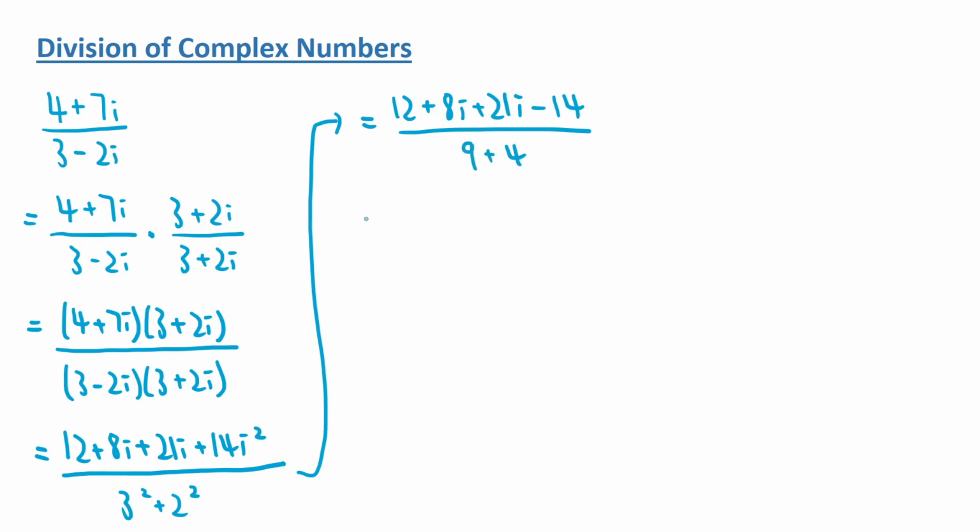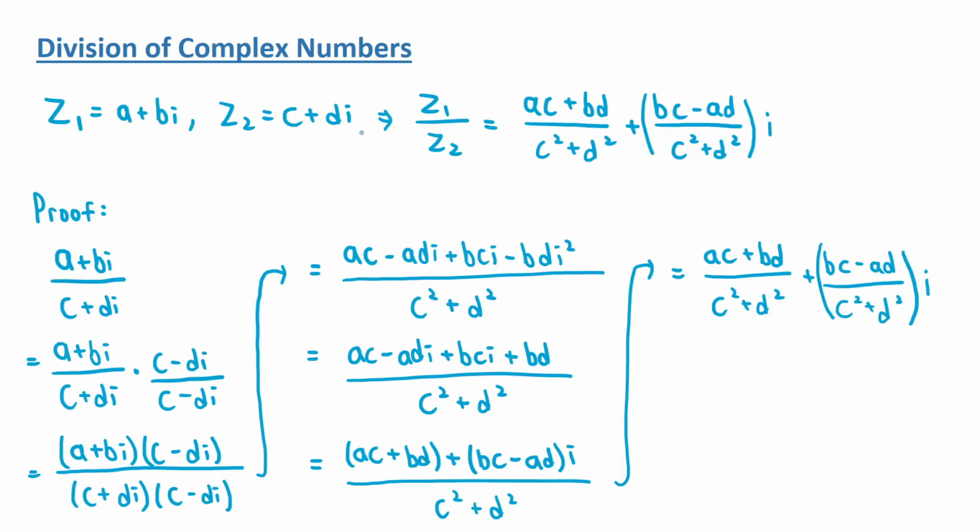If we combine the real and imaginary parts, the numerator simplifies to -2 plus 29i, and the denominator is equal to 13. If we distribute the division, this is equal to -2 over 13 plus 29 over 13 i. And now this is in the form a plus bi, which is the standard form of complex numbers. So here's the formula for division of complex numbers, but if you remember the process, you don't have to memorize the formula. The proof is shown here, and it's essentially the same process as the example that I covered, except it's done with unknown coefficients.